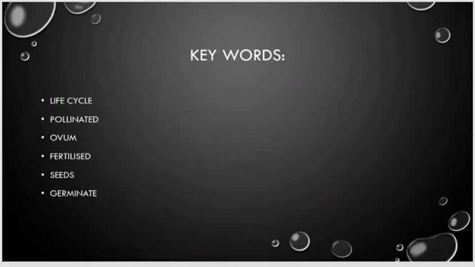What are the keywords for this lesson? Life cycle, pollinated, ovum, fertilize, seeds, and germinate. You need to read and practice the following keywords in order to understand the concept of this lesson. Find the meaning of the following keywords using the glossary of your student book. Read and practice these keywords.